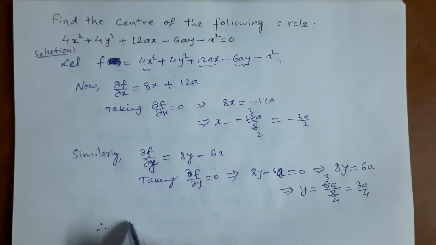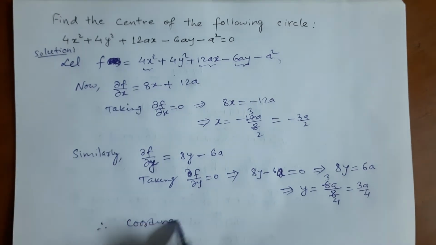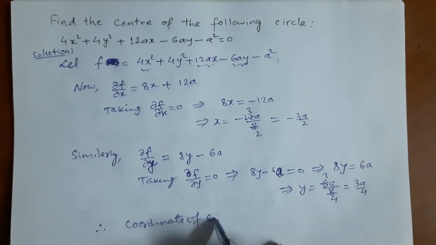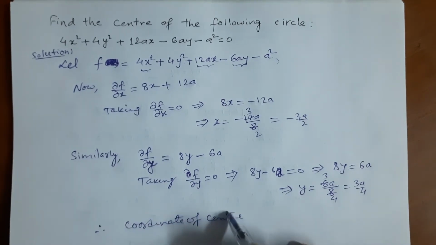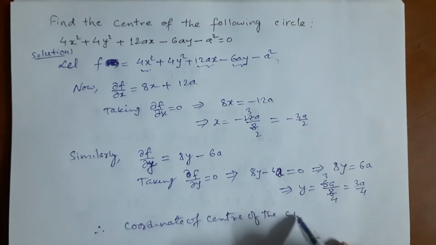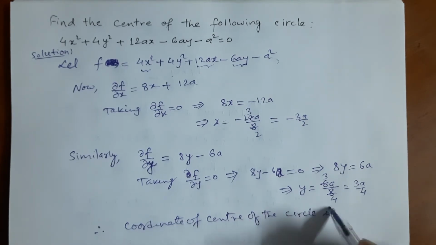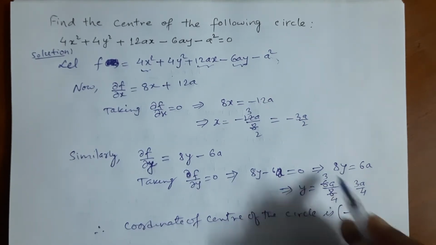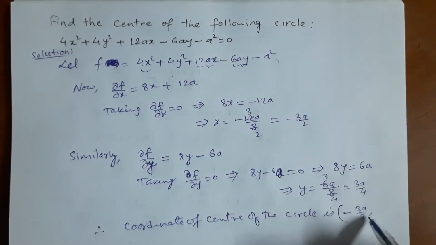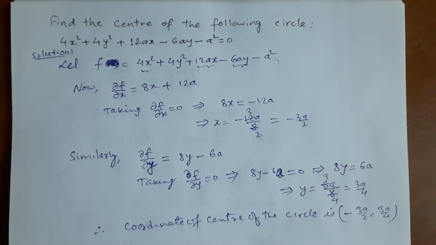Therefore, the coordinate of the center of the circle is x coordinate minus 3a over 2, y coordinate 3a over 4. Okay, in this way we can easily find the coordinate of the center of the circle. Okay, this is our shortcut process to find the center of the circle.